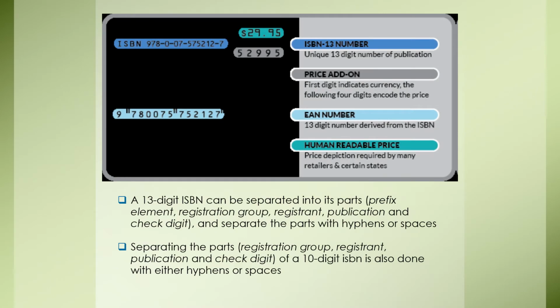Okay, so for more information, this ISBN 13 can be separated into parts. First is the prefix element. Next is the registration group. The 07 here is the registrant, and this is the publication. And lastly, this is the check digit. It is the same for the ISBN 10. This is separated by either hyphens or spaces, just like this.